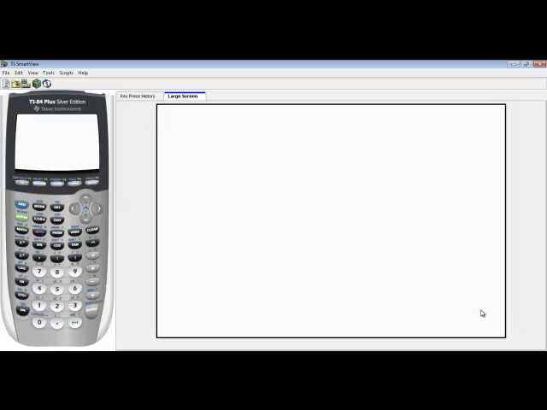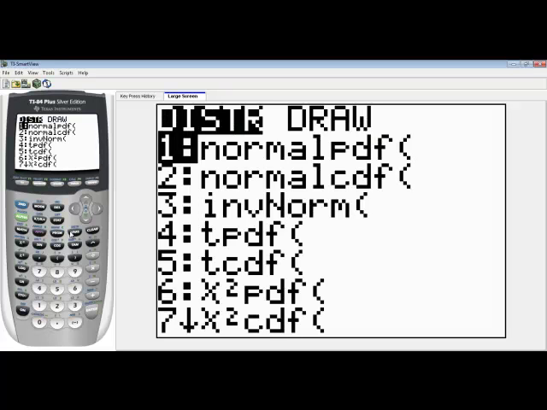For these, I'm going to use this bigger view where you can see both what buttons I'm pushing and a bigger version of the screen so that you can see what all gets typed in. So for this one, we just need normal CDF. I'm going to go into the distribution menu, second vars. This is the same place where the binomials were, but I need the normal CDF. We're never going to use number one. We're never going to use normal PDF, just normal CDF and inverse norm.